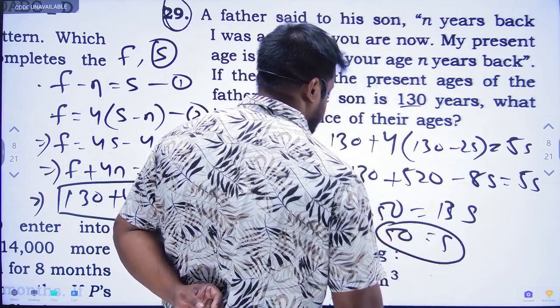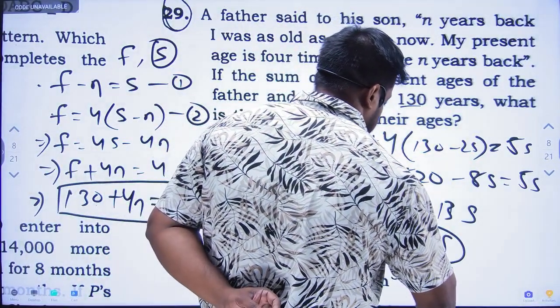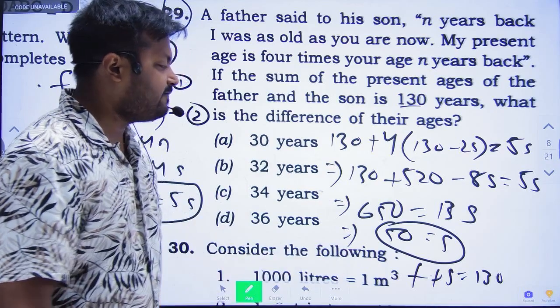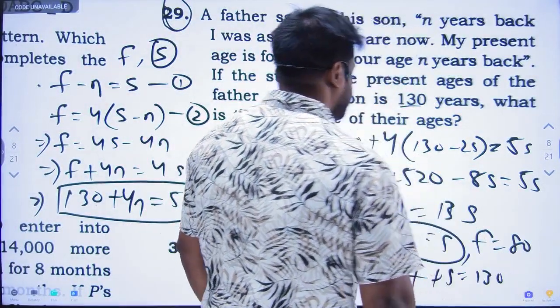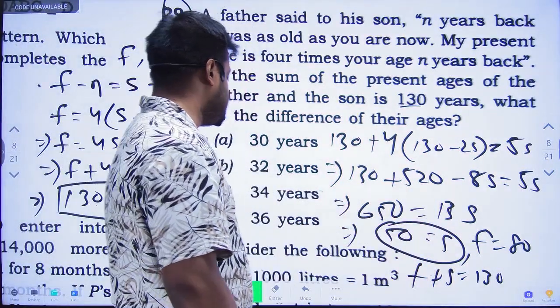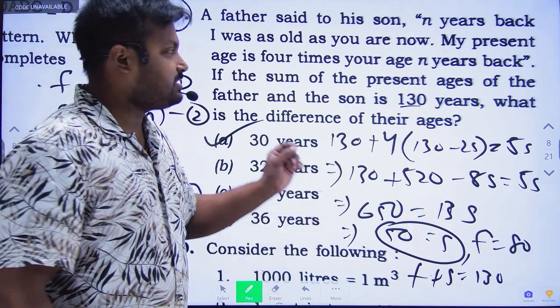S equal to 50. If S equal to 50, we know F plus S equal to 130. If S is 50, then F has to be, sorry, F has to be 80. If this is 50, this is 80. So the difference is 80 minus 50, which is 30. Option A is correct. My apologies.